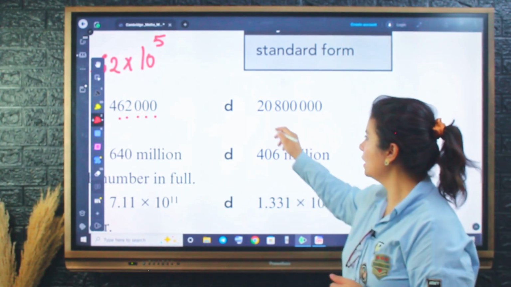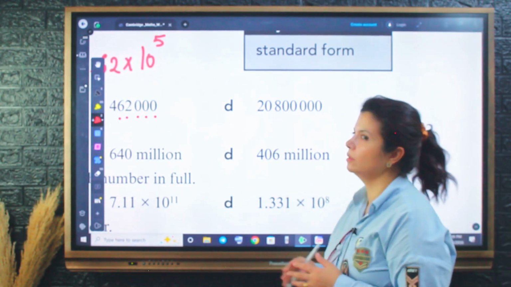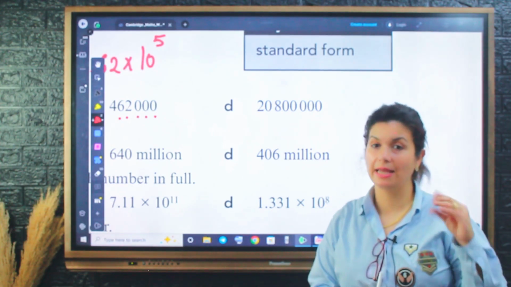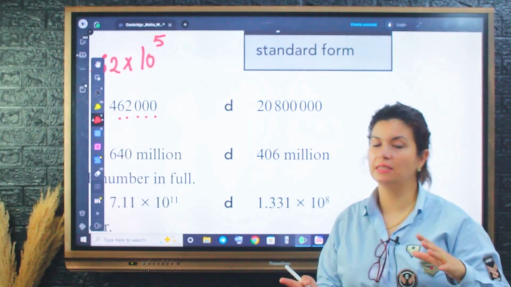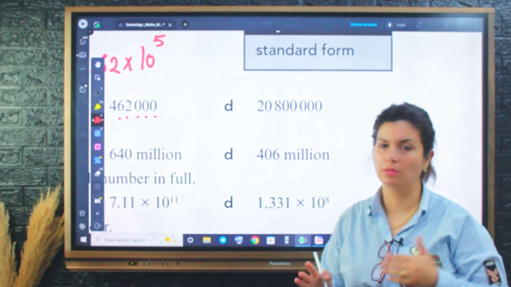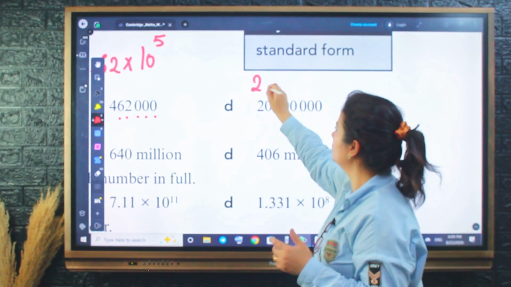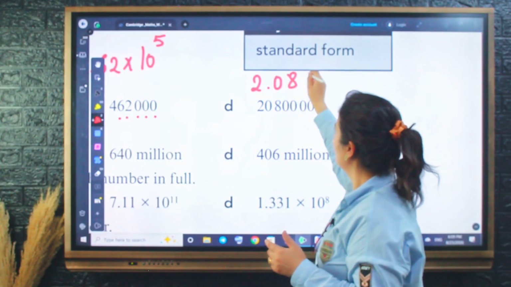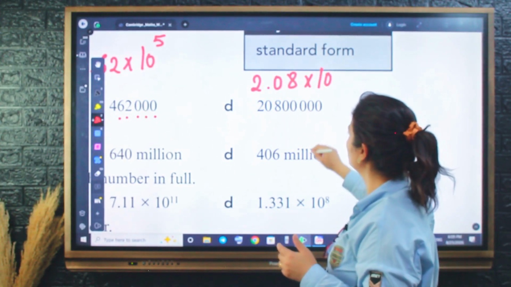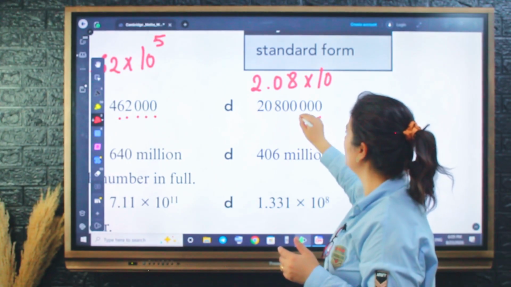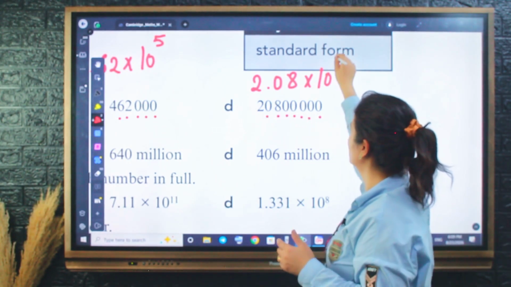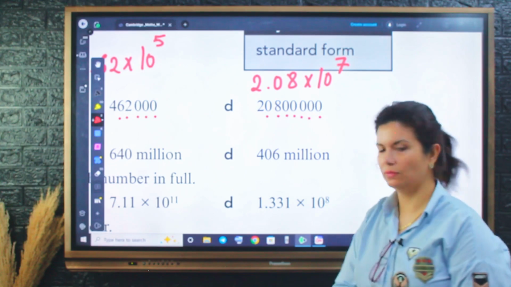Okay guys, we said that we can't use a number more than 10. We need a number between 0 and 10. So to make this number between 0 and 10, we put it like that and multiply by the power of 10: 1, 2, 3, 4, 5, 6, 7.